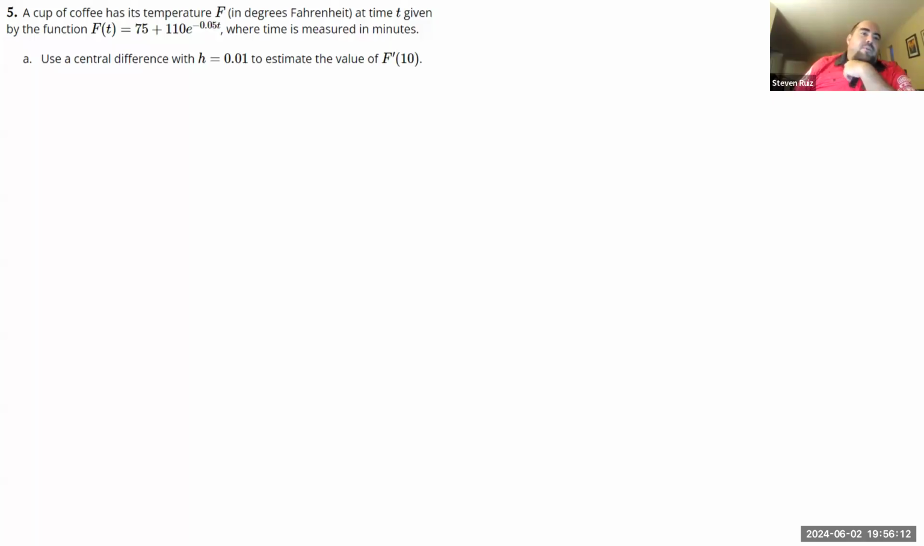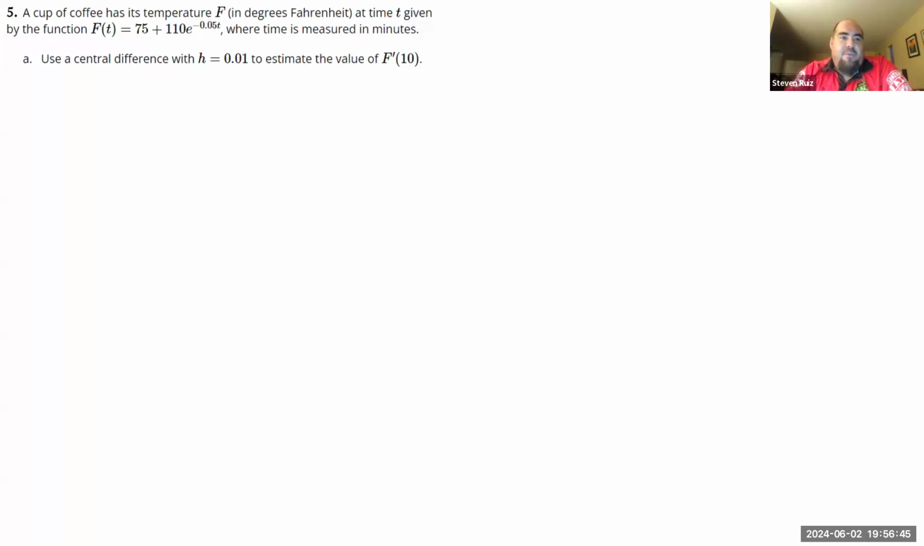All right, so we're going to look at question 5 from section 1.5. The big idea here is that we're going to interpret a derivative. We've done a lot of exercises so far where we find derivatives of functions that don't really have a context, but now we're going to look at functions that have a context and talk about what the derivative really means in those terms.